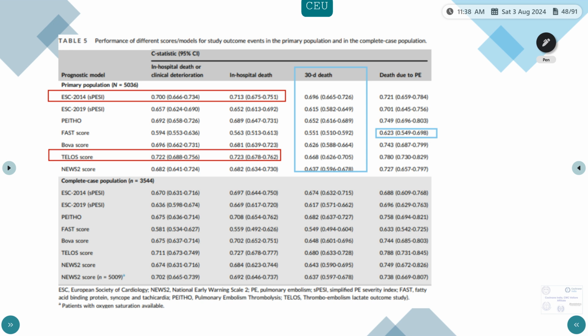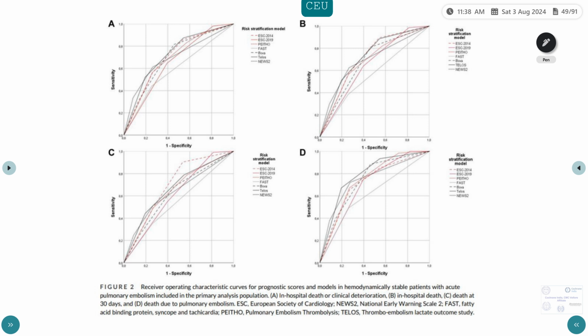We can see that for the TLOS and the ESC scores, the C statistics have been more than 0.7 for the primary outcome of in-hospital death and clinical deterioration. But the 30-day death due to any cause had quite a poor relation because it was all less than 0.7. So the ESC and TLOS had good C statistics.